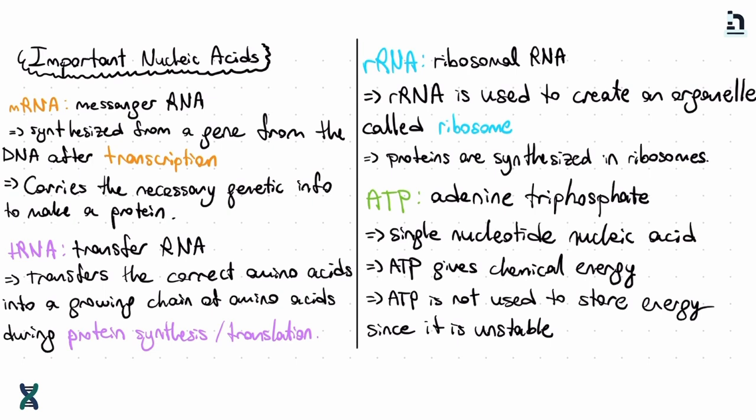It carries the necessary genetic information to make a protein. tRNA is transfer RNA. It transfers the correct amino acids into a growing chain of amino acids during protein synthesis, or specifically in translation. rRNA is ribosomal RNA. rRNA is used to create an organelle called the ribosome. Proteins are synthesized in ribosomes.